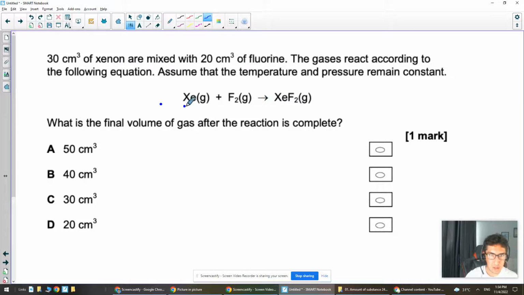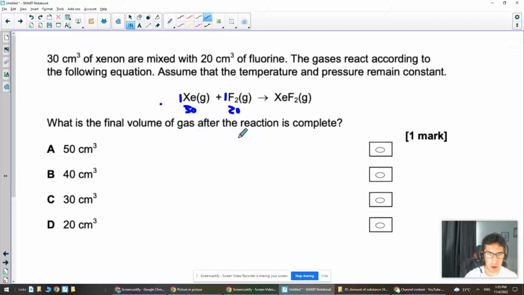Xenon, 30 cm cubed. So we can just think of that as 30 moles. We've got 30 moles of xenon mixed with 20 moles of fluorine. You can see it's a 1-to-1 ratio. The gases react according to the following equation. Assume temperature and pressure are constant. What is the final volume of gas after the reaction is complete? Okay, so it's a 1-to-1 ratio. We can see xenon is in excess, fluorine's the limiting factor.